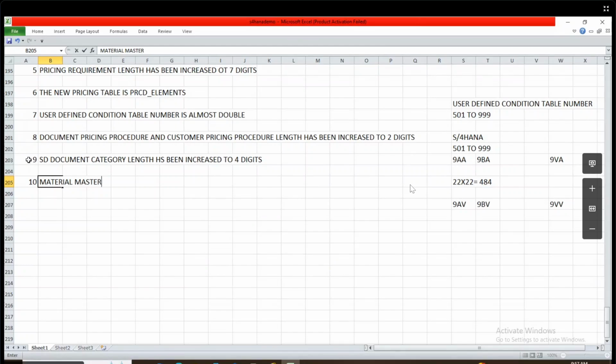Material master length has been increased to 40 digits. Earlier in ECC it was 18 digits maximum. Now it has been increased to 40 digits.